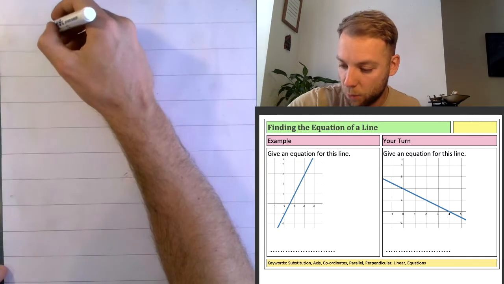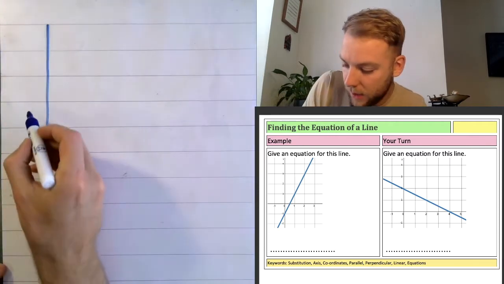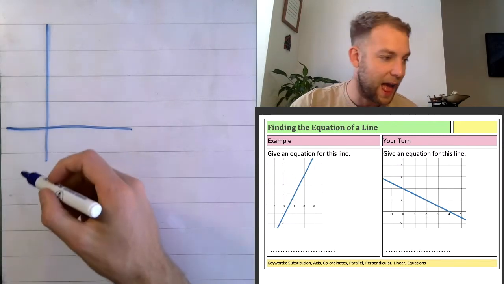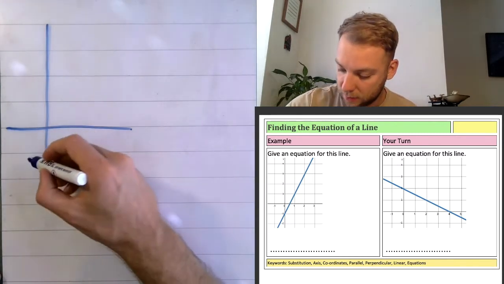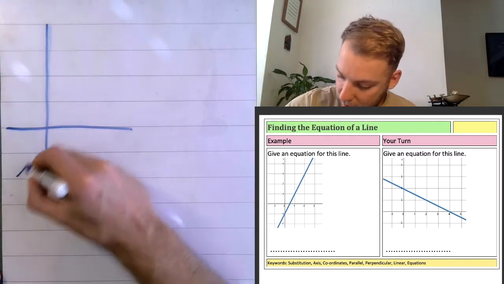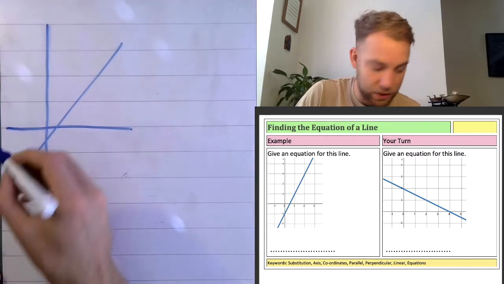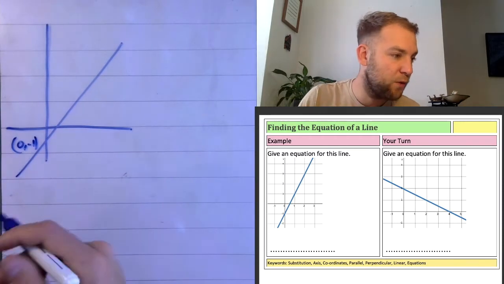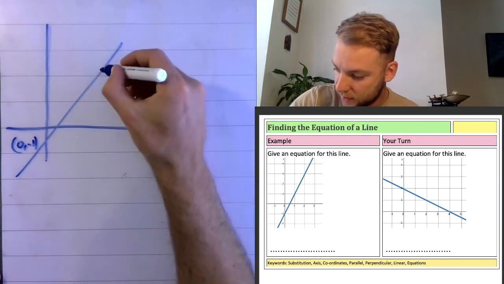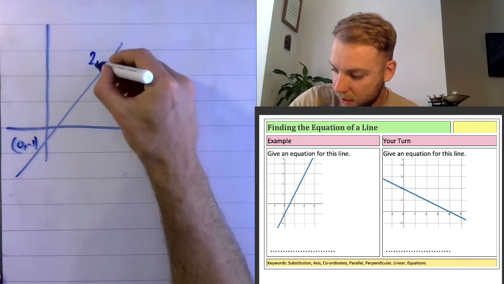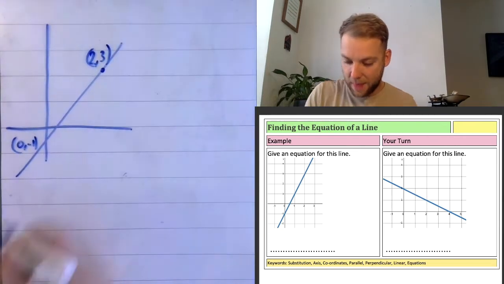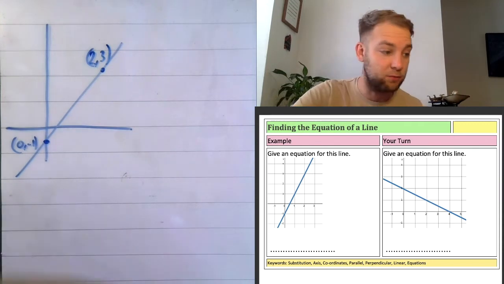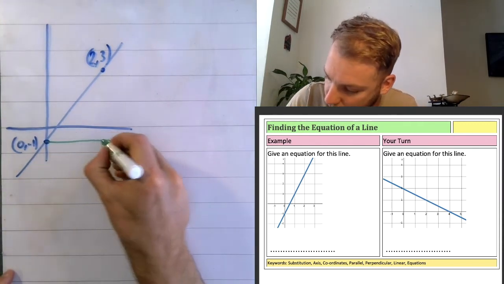But the gradient, when I'm doing this, is all about picking 2 points and then drawing a triangle. So in this case, I'm going to pick this one here, which is (0, -1). I'm going to pick one further up, which is going to be (2, 3). It doesn't matter which point you pick. And then the key part to this is about drawing that right angle triangle. So drawing a right angle triangle there.